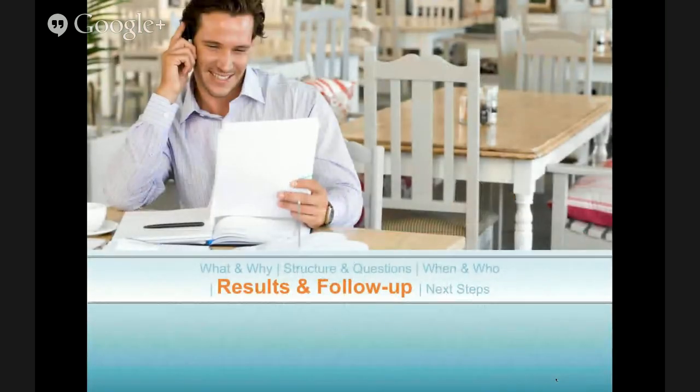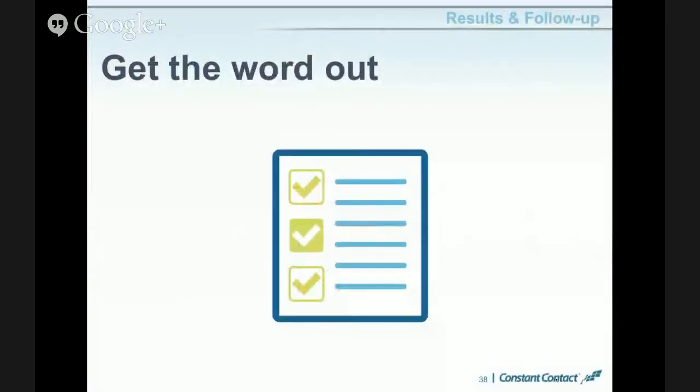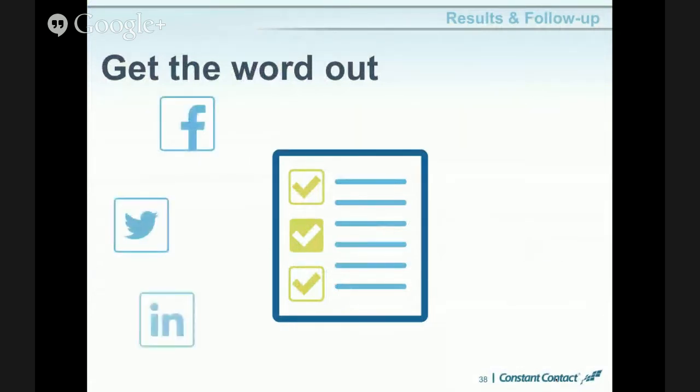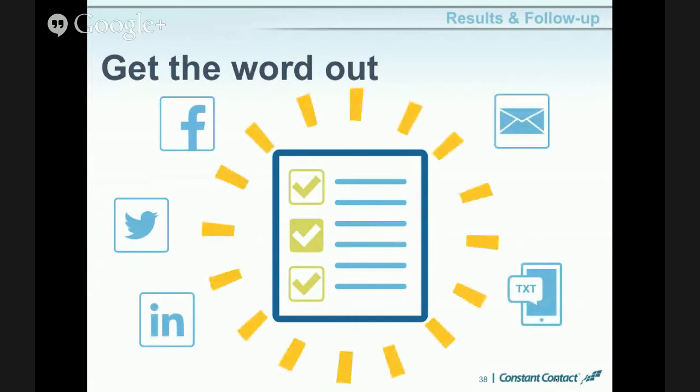So we got that. Let's go into how to get this rubber to the road and how to make sure that people really understand and that you understand what your surveys are doing. Let's talk about results and follow-up. First, in order to get better results on a survey, make sure that you spread the word. Use social media, use emails, use text marketing, do whatever you can to publicize that survey.